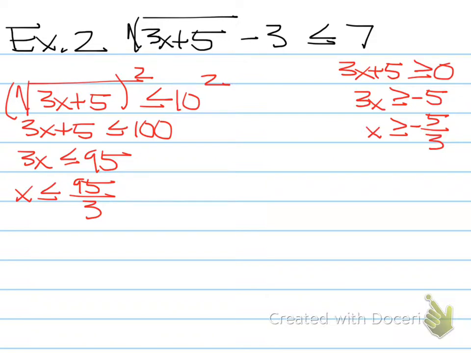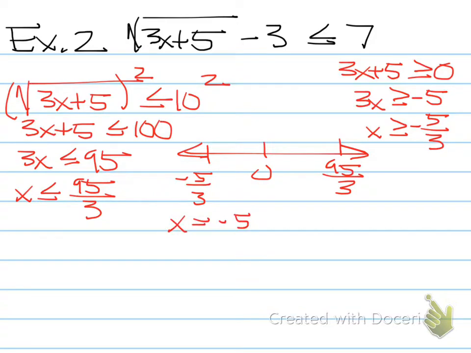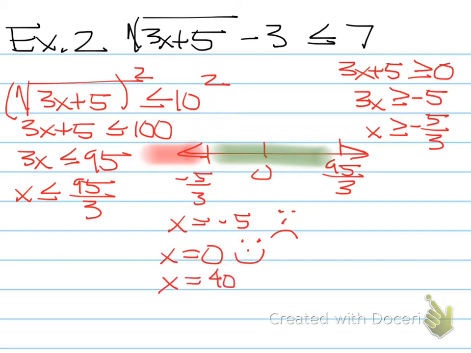So x needs to be less than or equal to 95 over 3 and greater than or equal to negative 5 thirds. We want to test out some values. If we plugged in a value less than negative 5 thirds, like negative 5, you see that it does not give us a true sentence. If we plug in a value between negative 5 thirds and 95 over 3, like 0, it does give us a true sentence. And if we plugged in a value that is greater than 95 over 3, like 40, we see that it does not give us a true sentence.